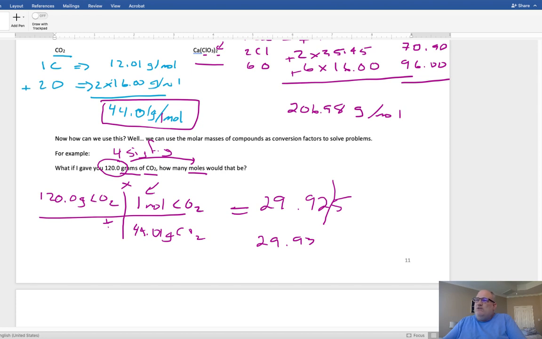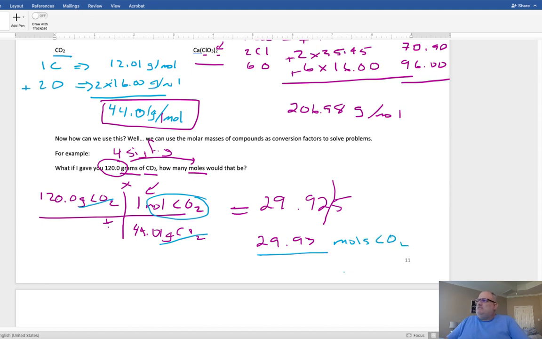And this is really important. When we're canceling out units, we need to truly cancel out units. So the grams, they leave, right? The only unit left is moles of CO2. So you cannot leave this number standing here by itself. You have to write moles of CO2 as the unit on the end.